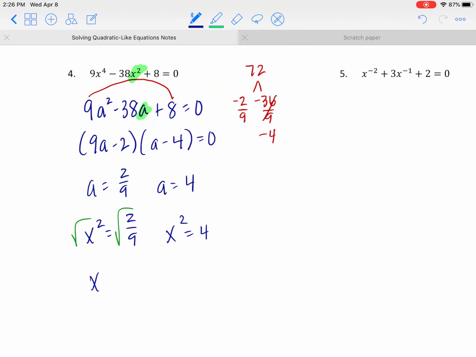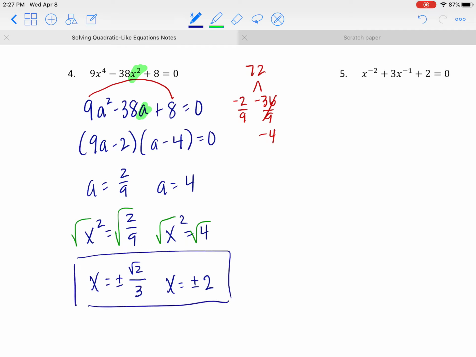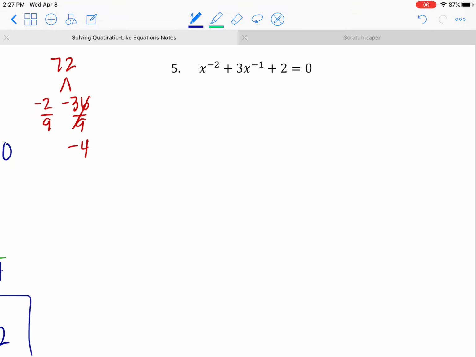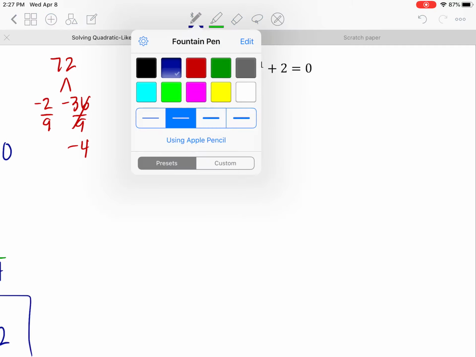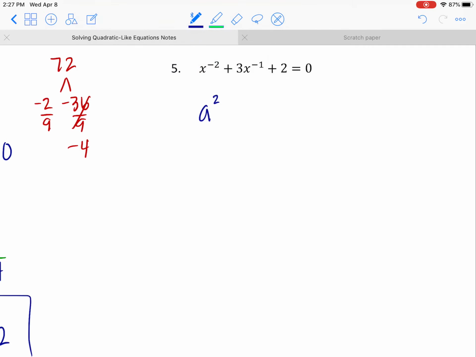And now we're going to replace a with what a replaced. So I'm going to put x squared in here equal to 2/9 and x squared equal to 4. I'm going to square root to solve. So x is equal to plus or minus. I cannot square root the 2, but I can square root the 9, so that becomes a 3. And then the same thing is going to happen here. Square root. So x is going to equal plus or minus the square root of 4 is going to give me a 2. And there are the 4 solutions that I knew I was looking for. Okay? So all pretty straightforward so far.